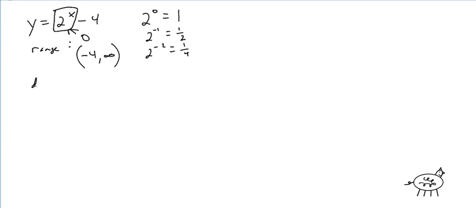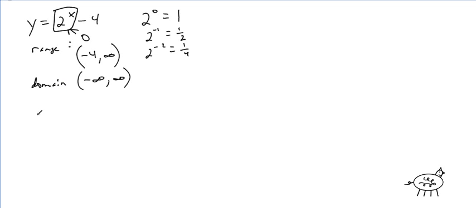Now the domain is actually easy for these problems, math fans. The reason it's easy is because, can x be any value? There's no restriction on what x can be. So the domain is between negative infinity and positive infinity. Alright, that's actually pretty easy.